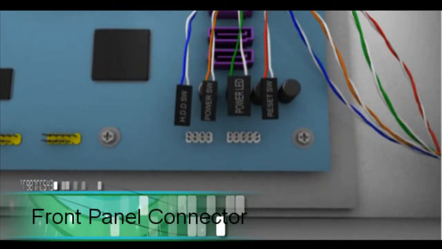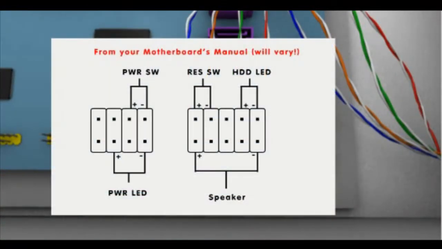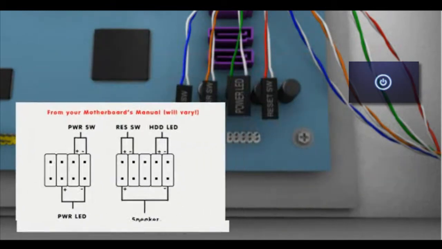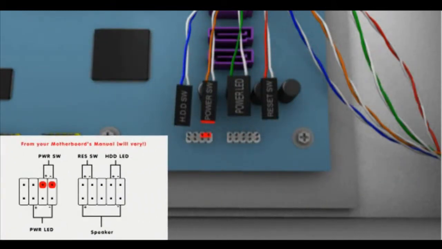Front panel connectors. The system panel connector is what controls the computer's power button, reset button, and LEDs found on the front bezel of a computer using the system panel cables.